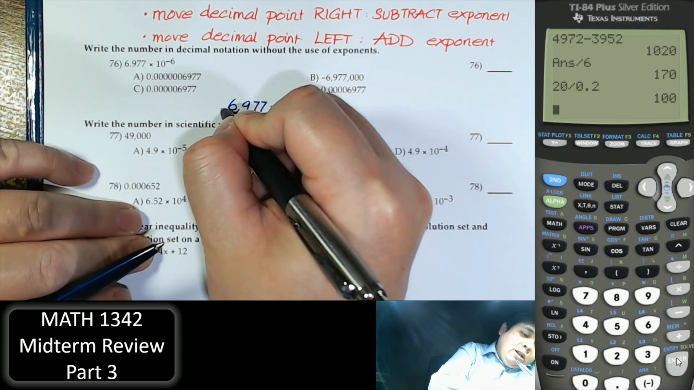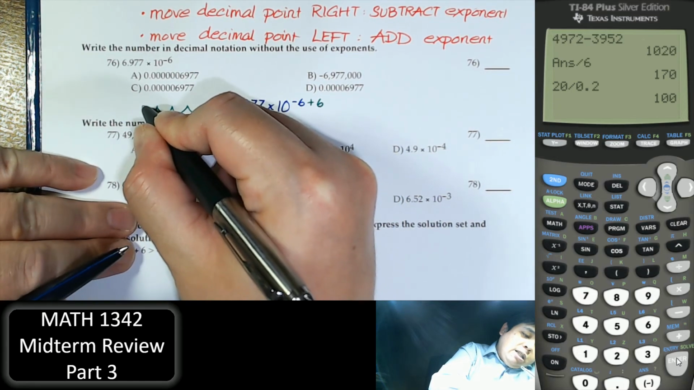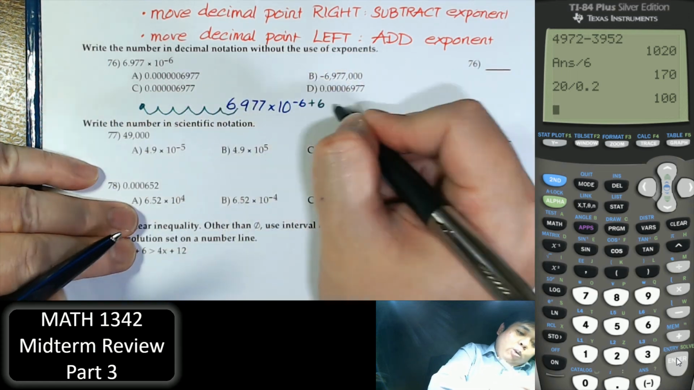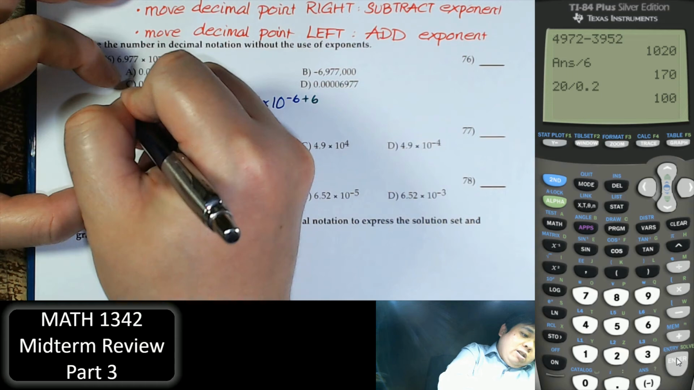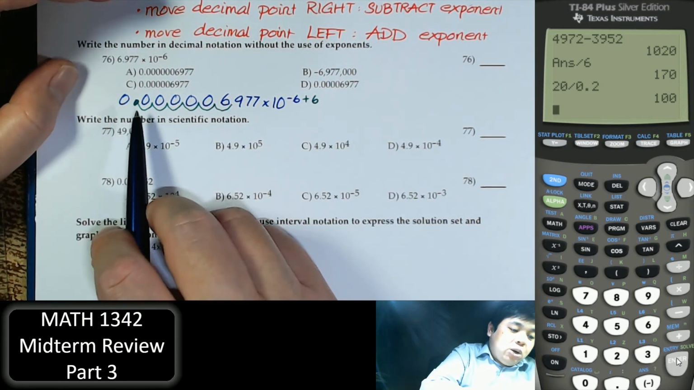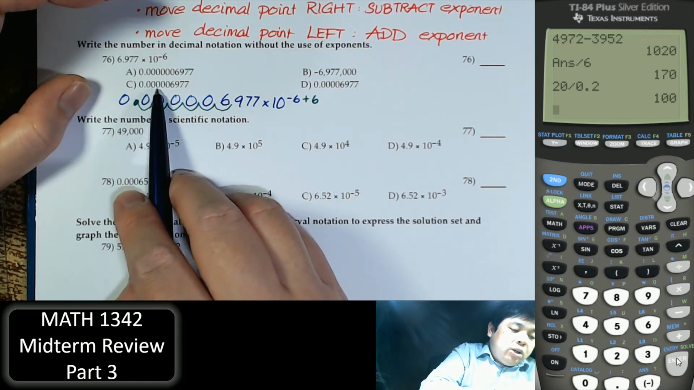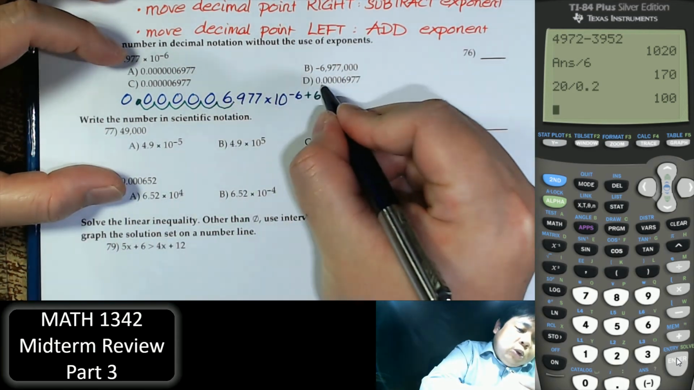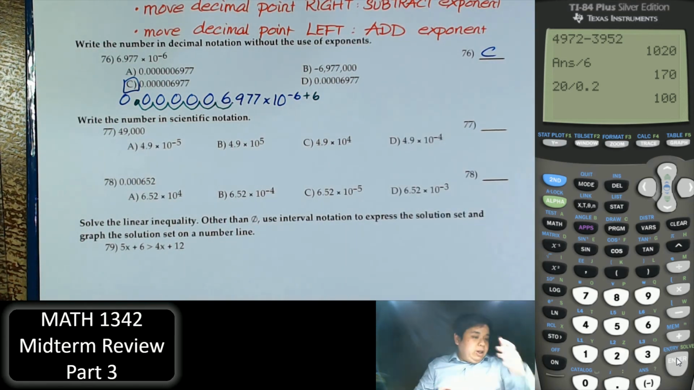1, 2, 3, 4, 5, and 6. We move the decimal point 6 places to the left. We have to fill in the 0s, and we have that. So 1, 2, 3, 4, 5. Right. So if we move to the left, we add. If we move to the right, we subtract.